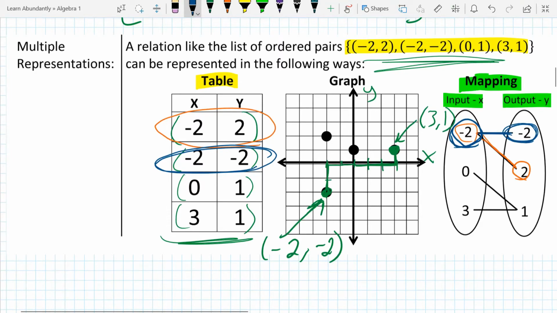Okay, so a mapping, a graph, and a table. These are 3 ways, the fourth being the list at the top, that we can represent a relationship of x's and y's, of input and output. Let's look at an example.